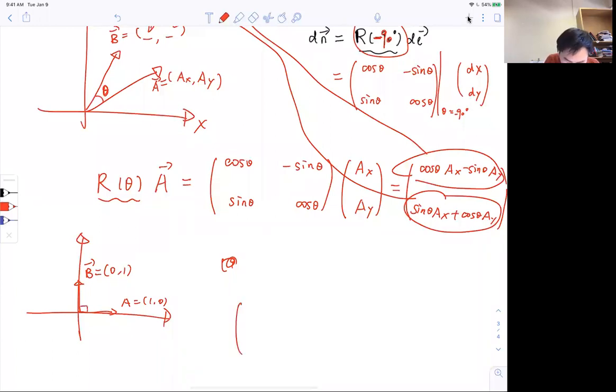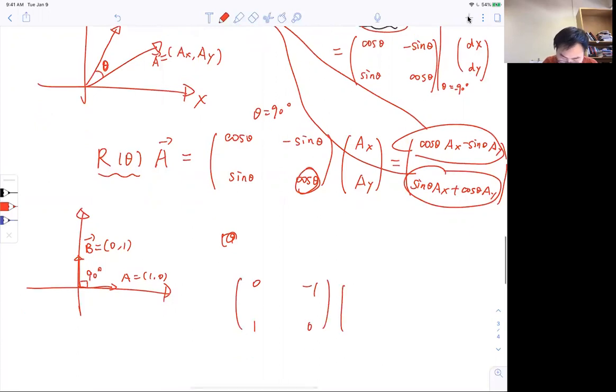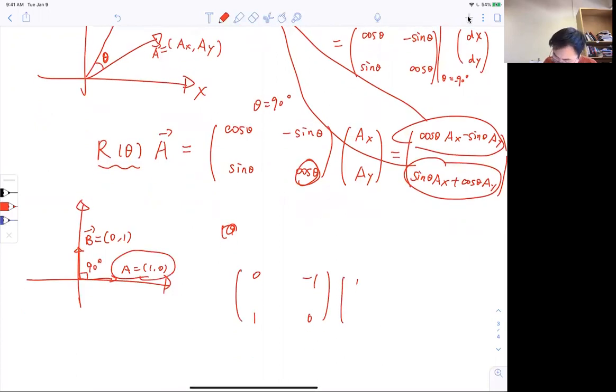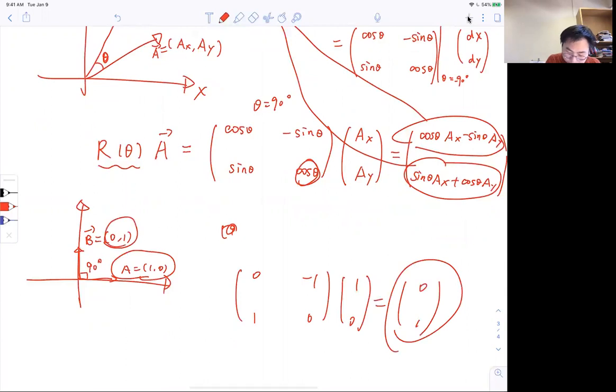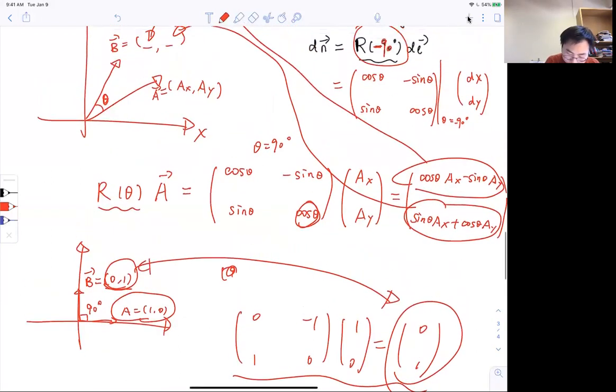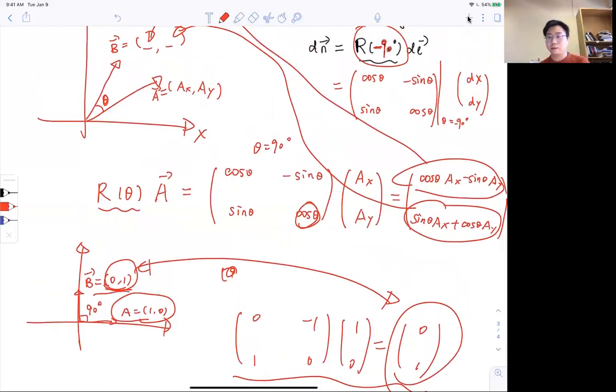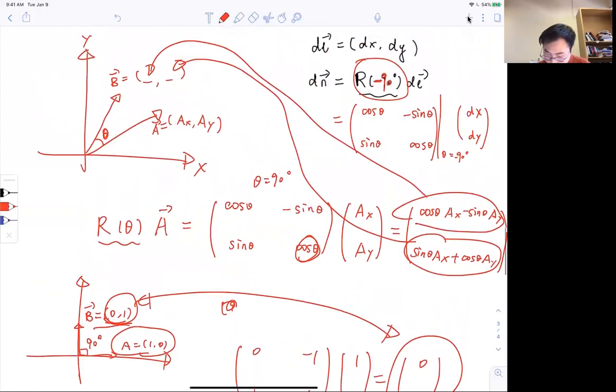So you just apply this. This angle is 90 degrees, so theta equals 90 degrees. Cosine 90 degrees is 0, and the minus sine is minus 1. This is 1, this is 0, right? Times this a, which is (1, 0), you get (0, 1). So this result agrees with your intuition. It's a very simple check, right?